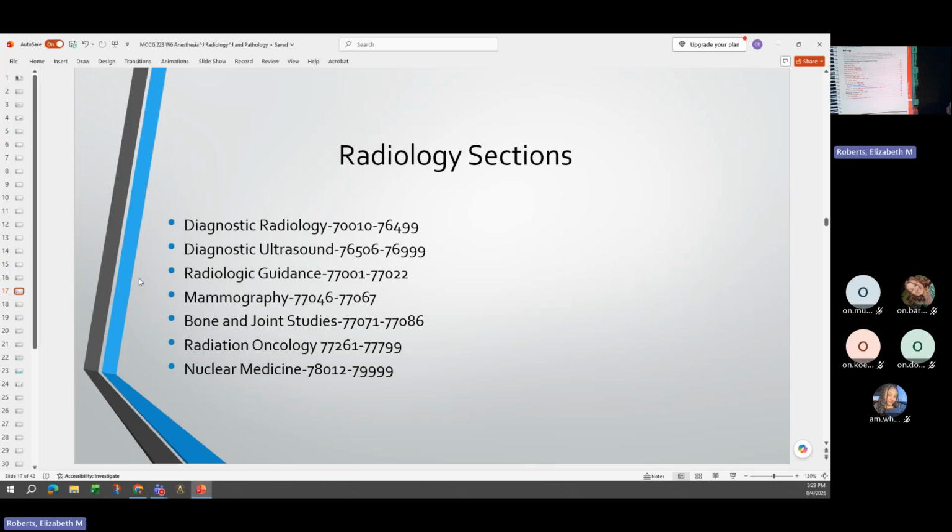Like let's say we're doing a large joint injection into the hip joint, and the provider uses ultrasound guidance to make sure that they're guiding the needle into the interspace of the joint and they're not hitting a bone, right? So that's radiologic guidance. Mammographies, bone and joint studies like bone age studies, osteoporosis studies. There you have your radiation oncology and the nuclear medicine. There are going to be PET scans and other nuclear medicine scans, typically to evaluate cancer growth or spread.